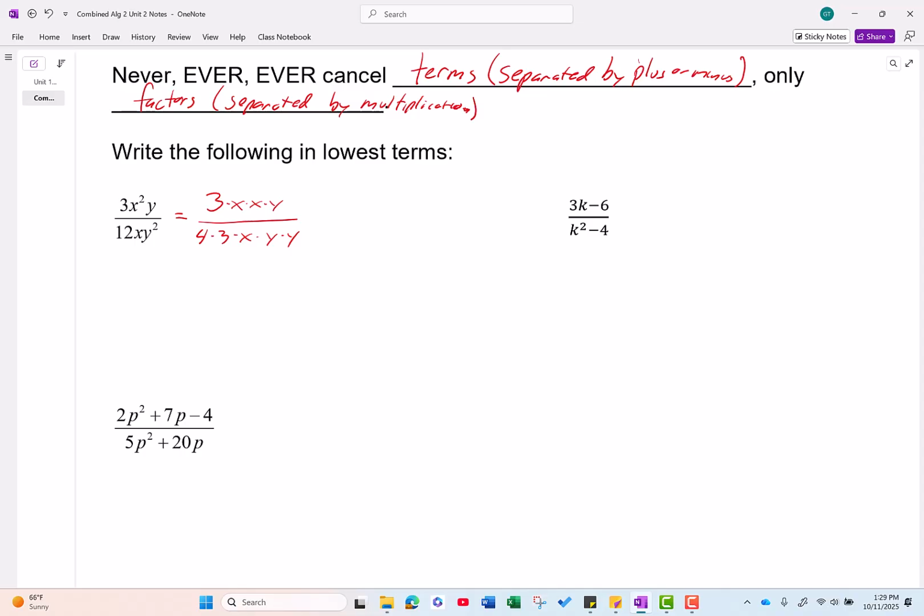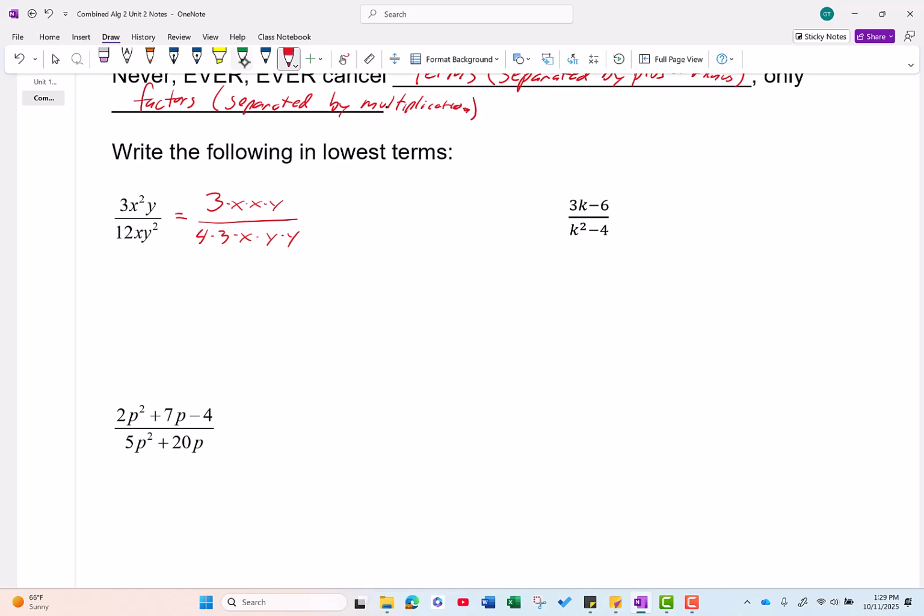Now, because it's all multiplication, I can look and see what's exactly the same on top and what's exactly the same on bottom. Some people for this will just put a 12 down there, but what we want to do is see those larger numbers as multiplication problems of smaller numbers that might help us cancel things out.